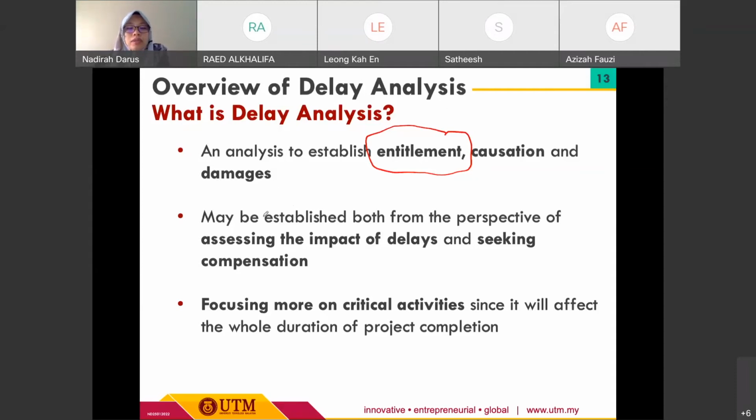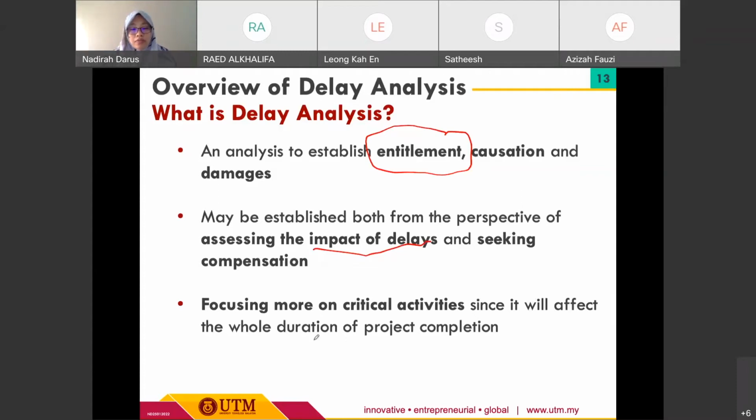At the end, it's related to the compensation, related to the entitlement, especially for extension of time. So it may be established both from the perspective of assessing the impact of the delays and seeking compensation. So we need to know the impacts or the effects of the delay, either affecting the whole works in a major or minor condition, and we are seeking compensation to recover. Most of the time, delay analysis will focus more on critical activities, since they will affect the whole duration of project completion.